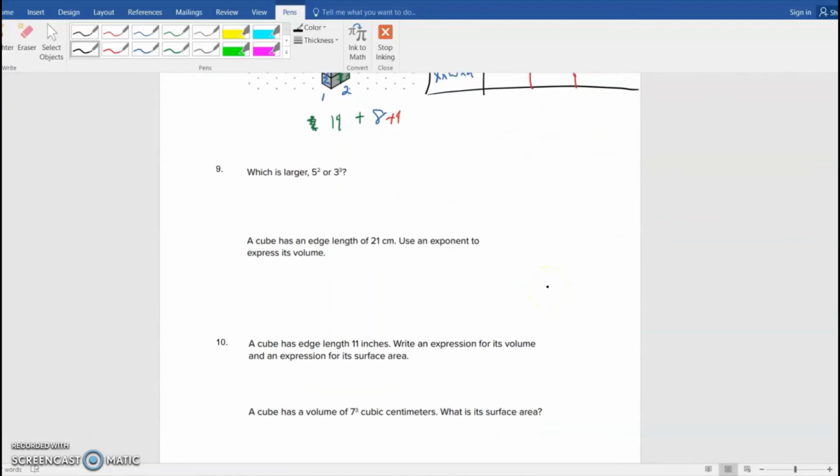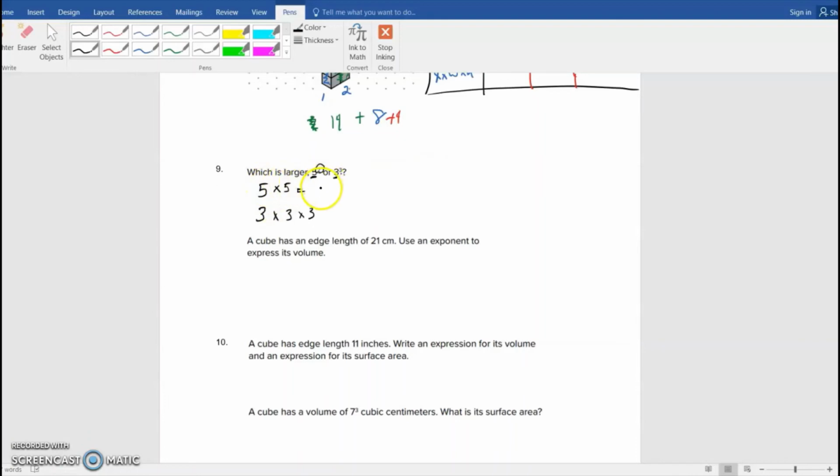Number 9 says, which is larger, 5 squared or 3 cubed? Okay, so I think what's easiest for this is to write each of these exponential forms in their expanded forms. What I mean by that is 5 squared means 5 times 5. 5 is the base, or the number being repeated, and the 2, the exponent, tells me how many times it's multiplied by itself. And 3 cubed would mean 3 times 3 times 3. 3 is being repeated, and it's being repeated 3 times. So I need to multiply it by itself 3 times.